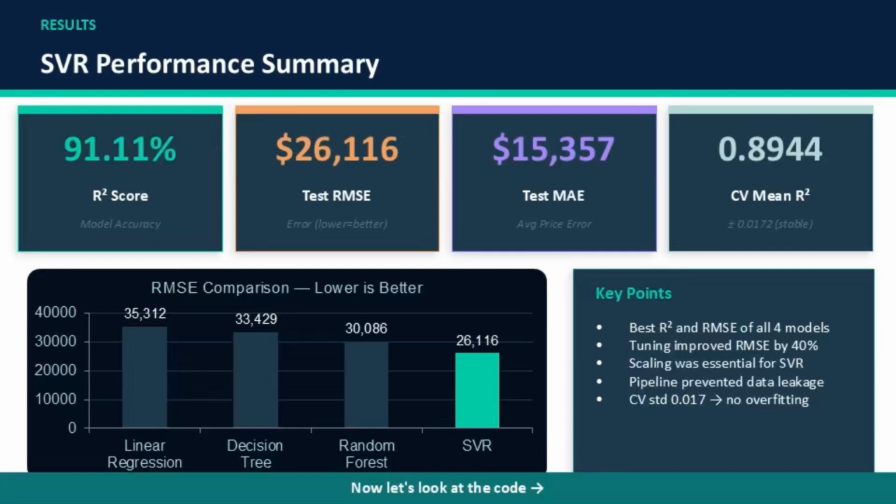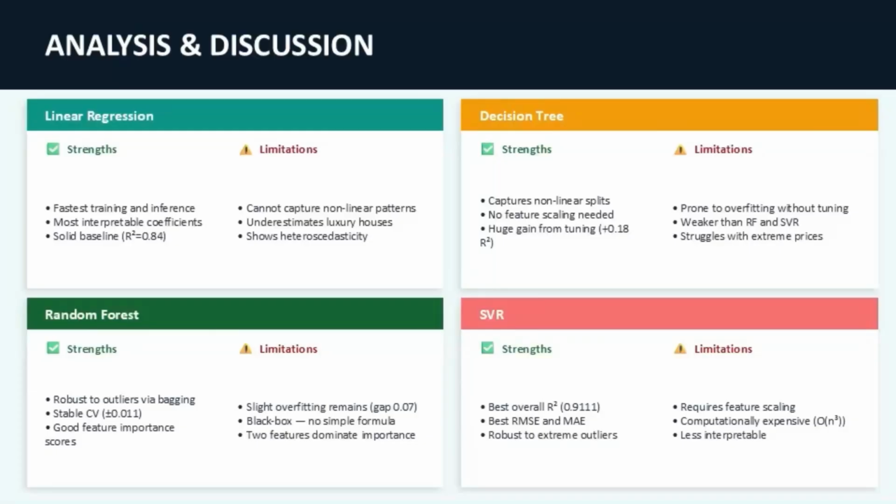stable and not overfitting. Compared to the other 3 algorithms, linear regression, decision tree, and random forest, SVR produced the lowest RMSE and the highest R-squared. In conclusion, SVR proved to be the best performing model in this project, thanks to careful preprocessing, kernel selection, and hyperparameter tuning. Okay, thank you, Piyusha.